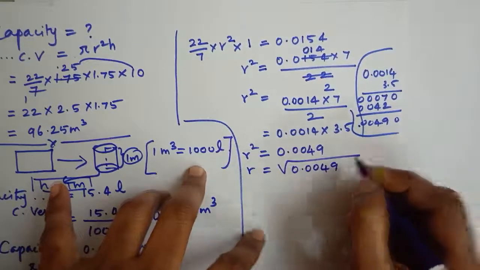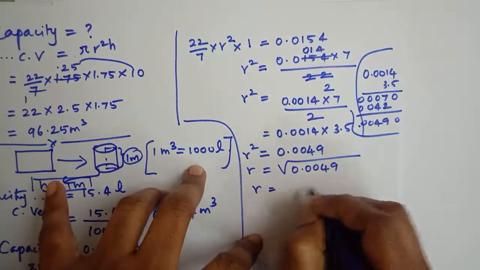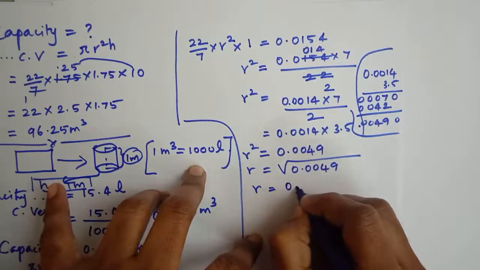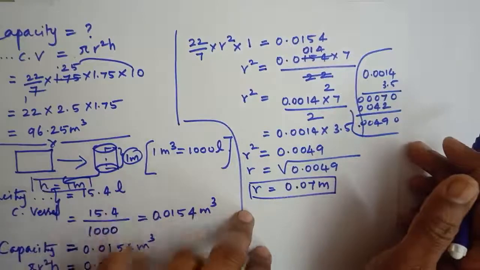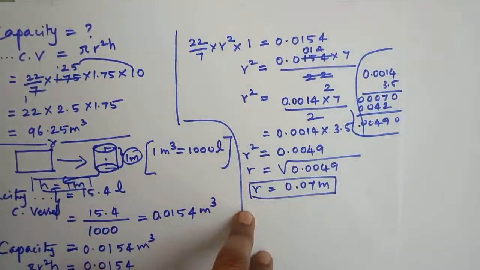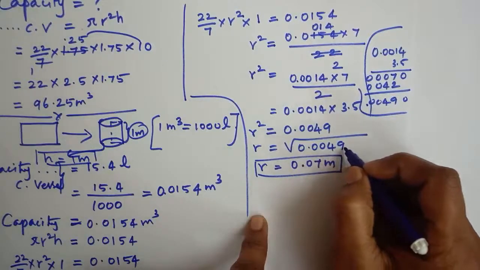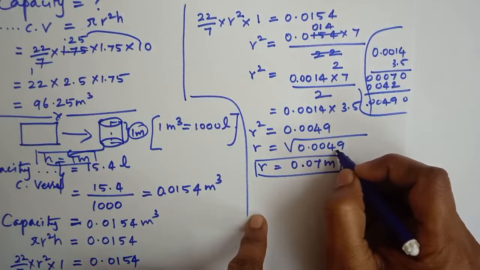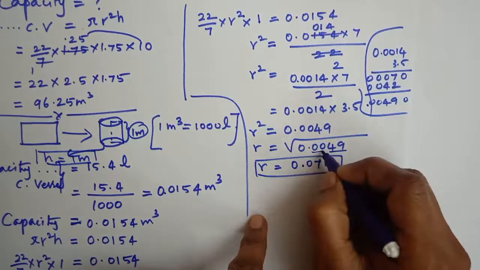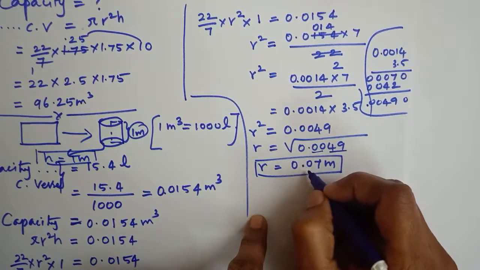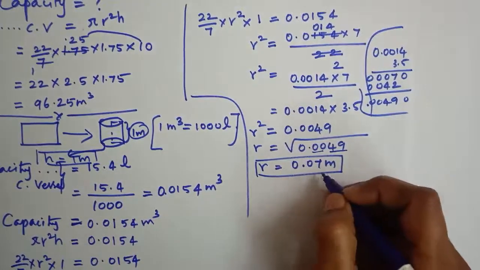Is it clear? So the answer is r equal to 0.07 meter. How do you find it, students? Listen. 0.0049: 7 into 7 is 49. For 2 zeros after the decimal, in the root you have to put 1 zero. So r is equal to 0.07 meter.